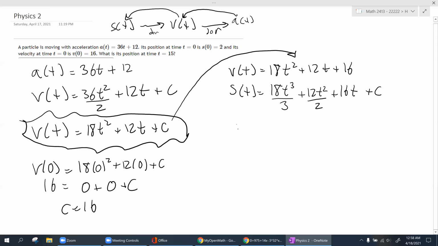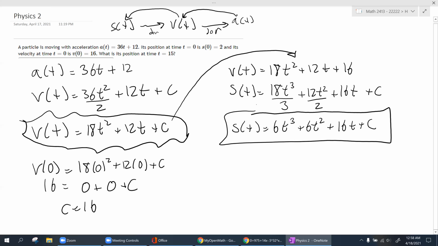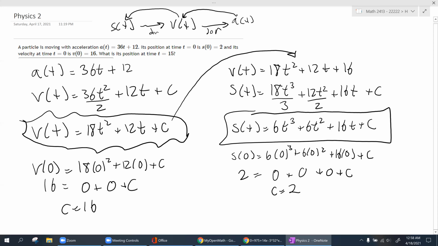All right, so when you simplify this function, this gives me 6t cubed plus 6t squared plus 16t. This is the function I would want to save. I'm told that whenever time is 0, position is 2. So S of 0 is equal to 6 times 0 cubed plus 6 times 0 squared plus 16 times 0 plus C. And I know what S of 0 is. That is 2. So 2 is equal to 0 plus 0 plus 0 plus C. Therefore, the C value for this part is 2.